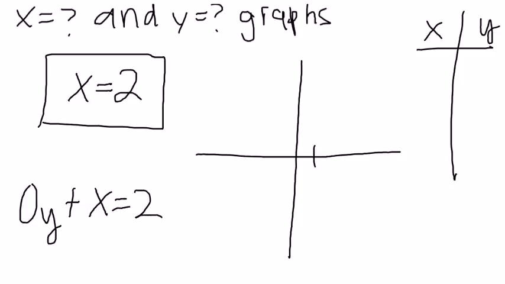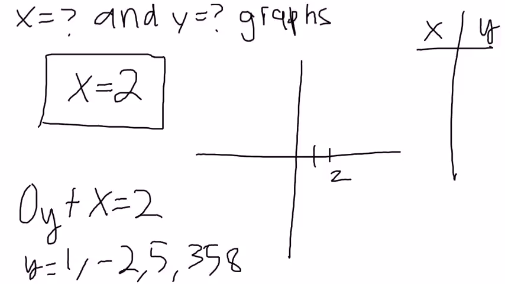See, when x equals 2, it's going to look something like this. Let's plug in y equals 1, -2, 5, and just for good measure, 358. Okay? Whatever you plug in, y still gets multiplied by 0. So even if you multiply by 358, it's still 0y, which means x will always be 2.